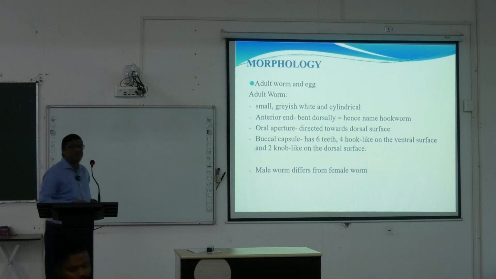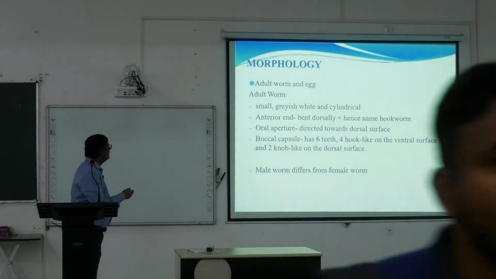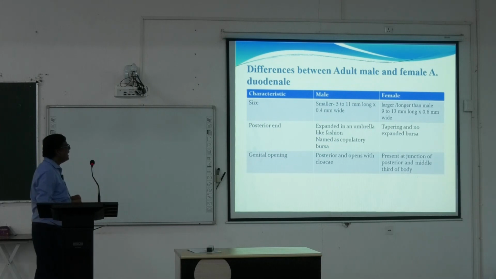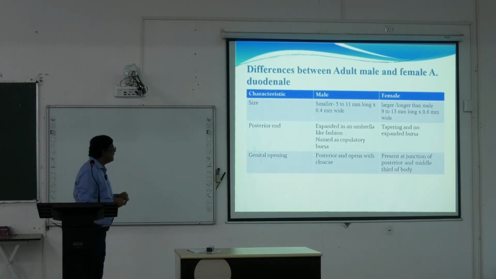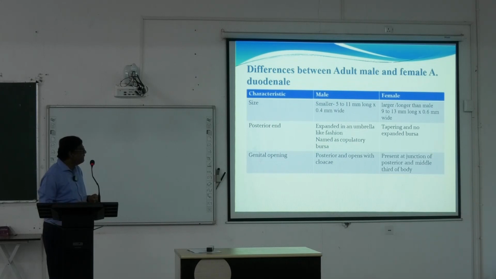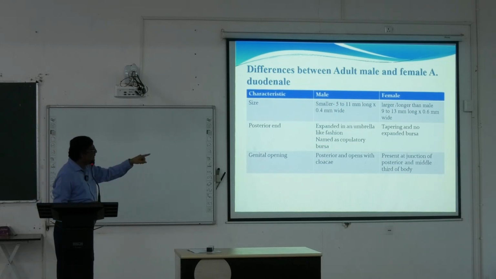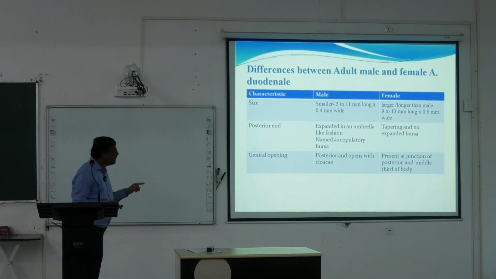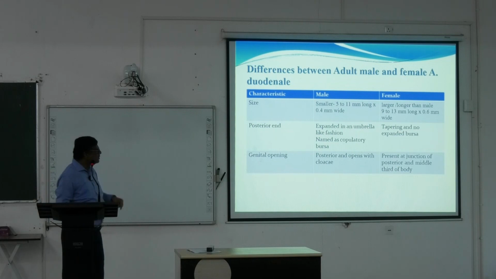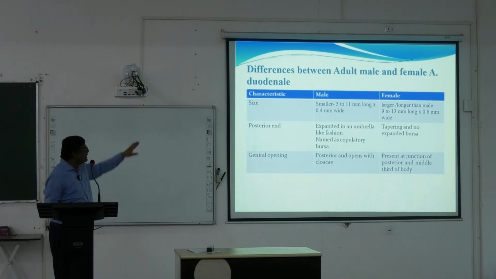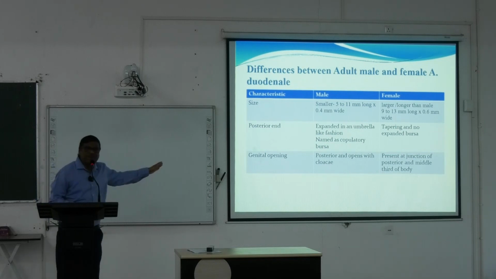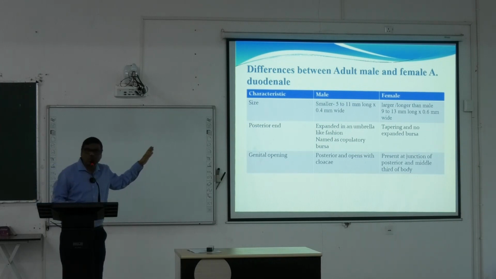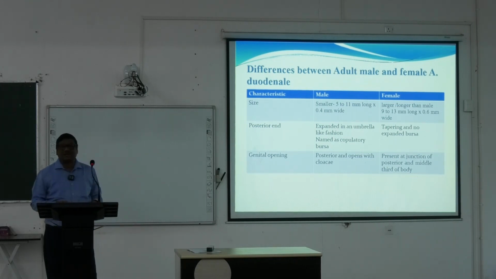The male worm differs from the female worm. How does it differ? The size: the male is smaller. The posterior end is expanded in an umbrella-like fashion, named the copulatory bursa. In the female, it tapers, with no expanded bursa. The genital opening in the female is at the posterior junction of the middle and posterior third of the body. So these are the differentiating features between the specimens. You have to identify the specimen, which one is male and which one is female. Remember, it is not only the size, but the copulatory bursa that is important.